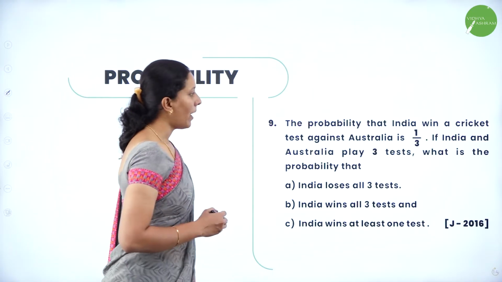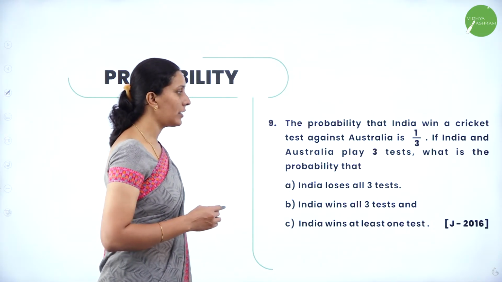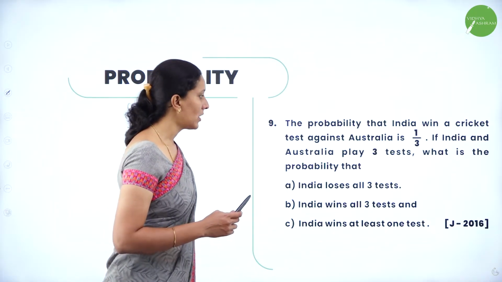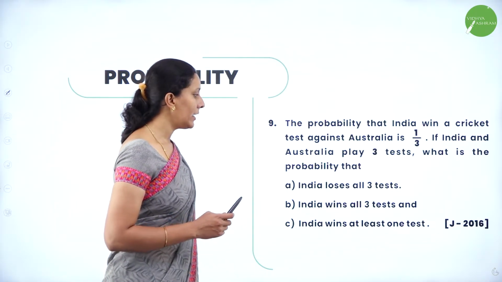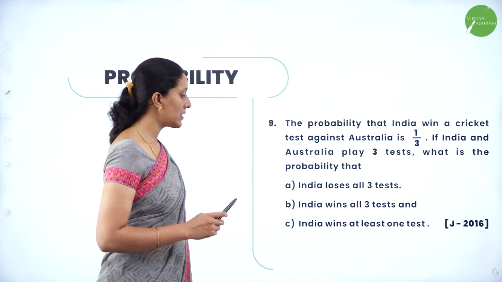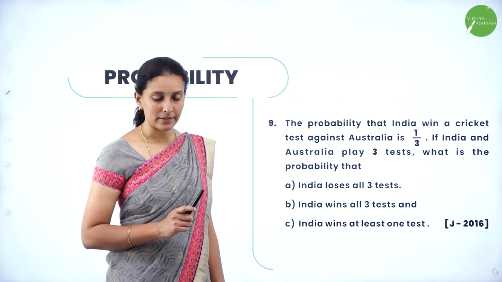Next question. The probability that India wins a cricket test against Australia is 1 by 3. If India and Australia play 3 tests, what is the probability that India loses all the 3 tests, India wins all the 3 tests, and India wins at least 1 test?